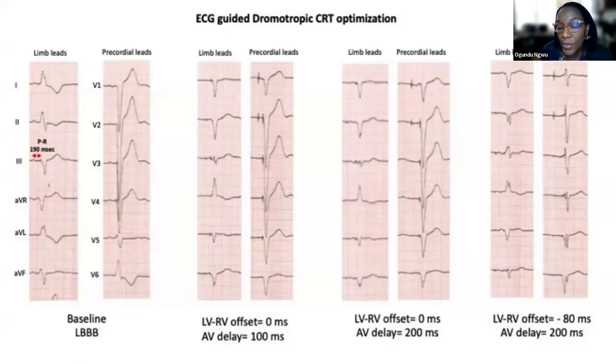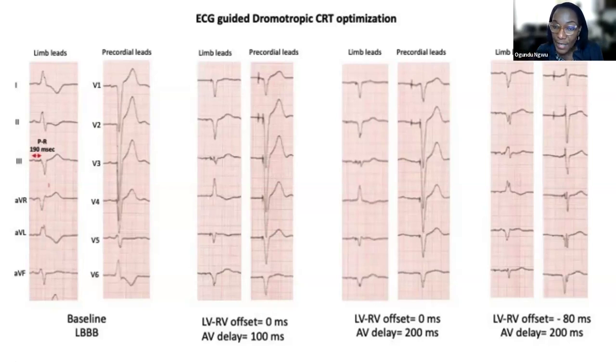Then you go to the last panel, AV delay is now 200 milliseconds, which is comparable to the 190 milliseconds. But now you are pulling in your LV lead first. So the LV-RV offset is 80 milliseconds. So the LV is coming in. And if you look at lead one and AVL, you can see that lead one is very negative. You can see it's a little bit wider. The QRS complex, now V1 has a right bundle-like pattern. So that tells you that you're pulling in more LV input in this last panel. So you have almost like a right bundle, at least you have an R wave, which you didn't have before, in V1, and also you have V5, V6, all negative.